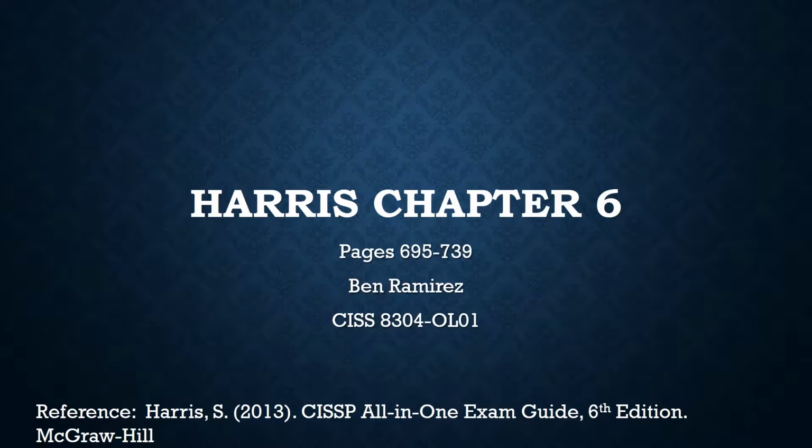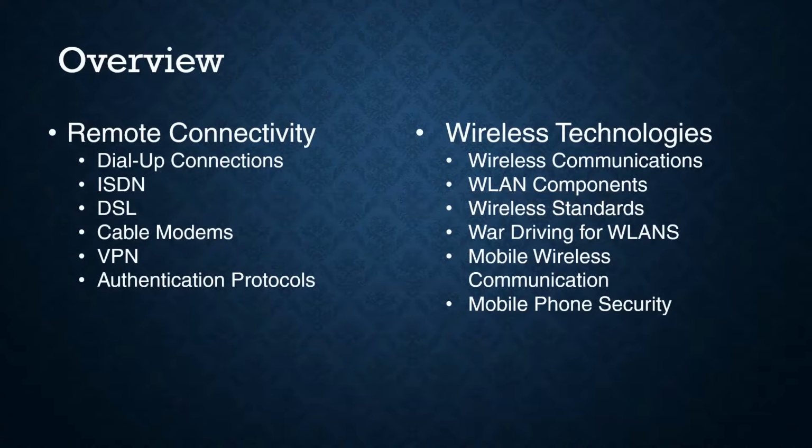Hello, my name is Ben Ramirez, and we're going to be covering pages 695 to 739 from CISSP All-in-One Exam Guide, 6th edition, by Harris, Chapter 6. We're going to be covering remote connectivity, such as dial-up connections, ISDN, DSL, cable modems, VPN, and authentication protocols, as well as looking into wireless technologies such as wireless communications, WLAN components, wireless standards, war driving for WLANs, mobile wireless communication, and mobile phone security.